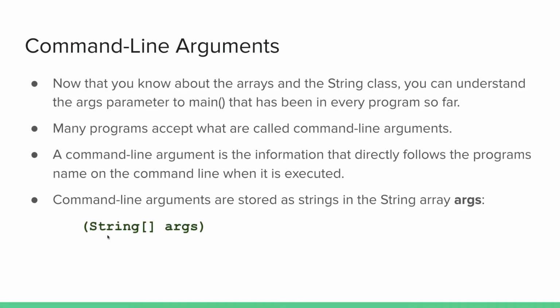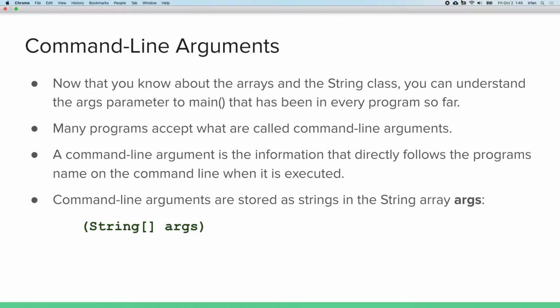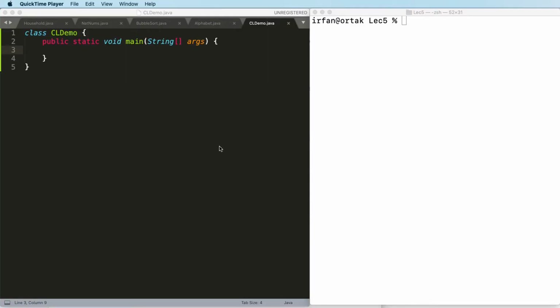Here's how we define args, a string array of args. Let's see this in an example. Here we have a Java class called CLDemo, and please pay attention that we have, since the beginning of the class, a string array of args. Its name args could be something else, but it's just very common use.